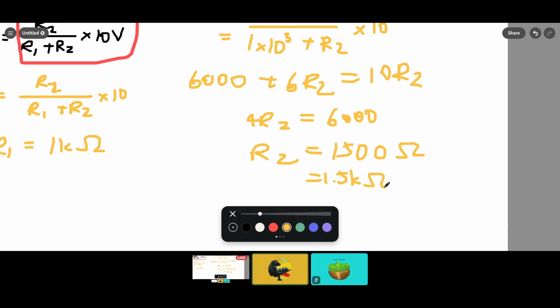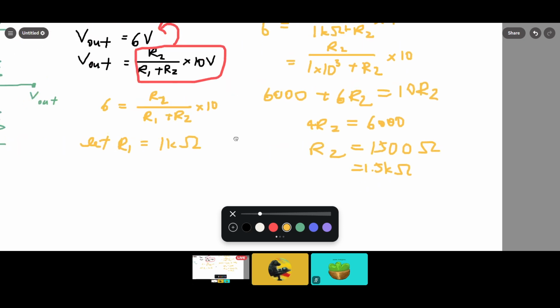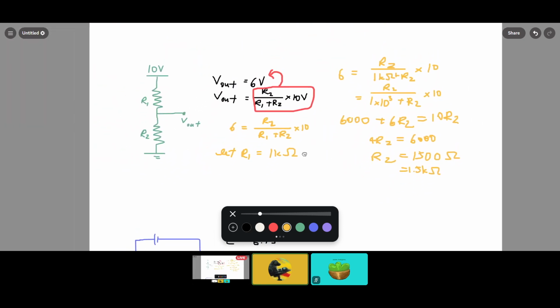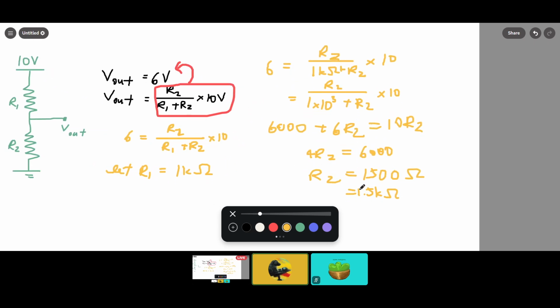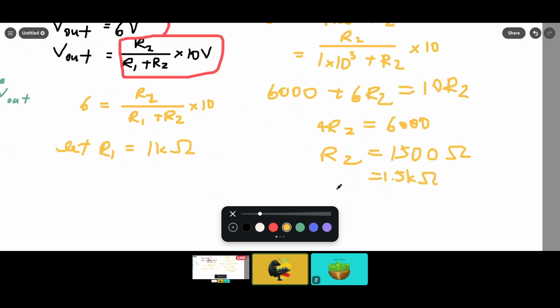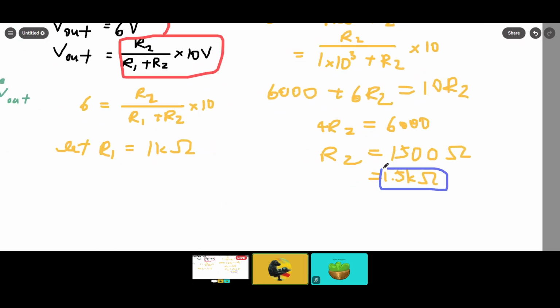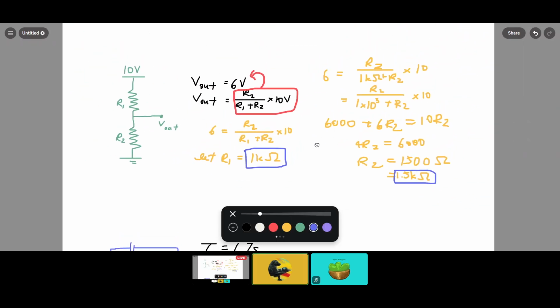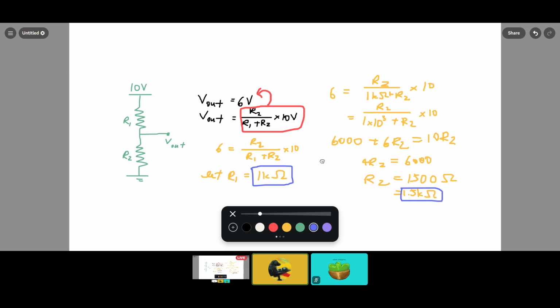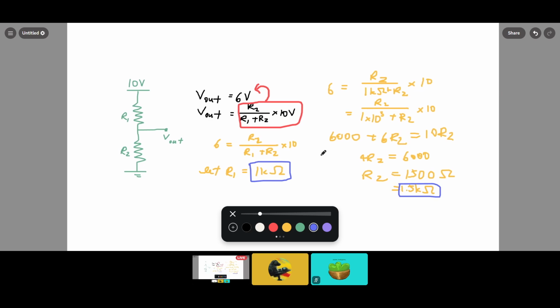And look, how easy was that? All we had to do is take our two unknowns, take one, sub in any value, and now we only have one unknown. Just do some algebra, and then we already have R2, we already have R1, and those are our suitable values for R1 and R2. That's the answer. That's how simple it is.